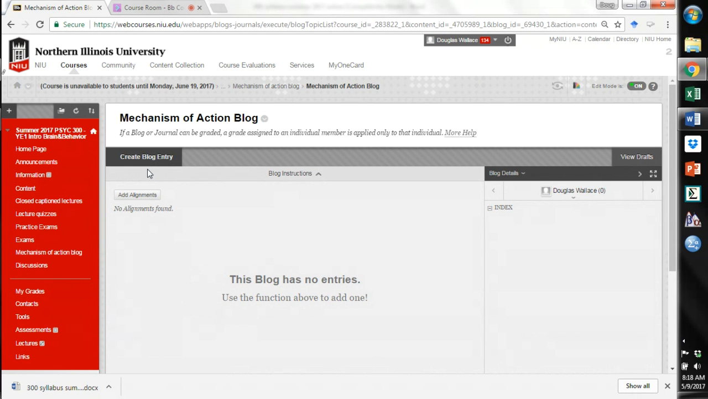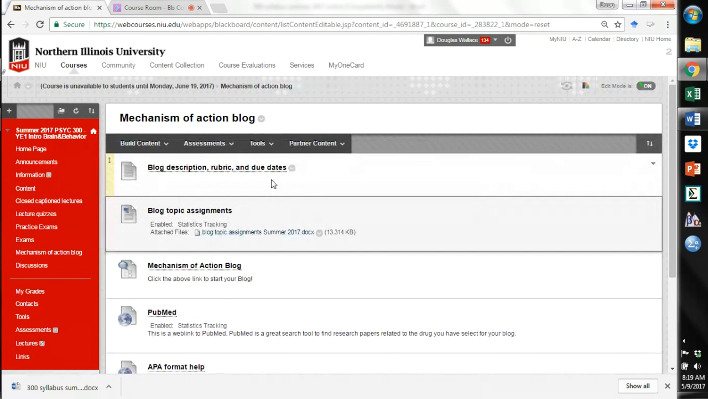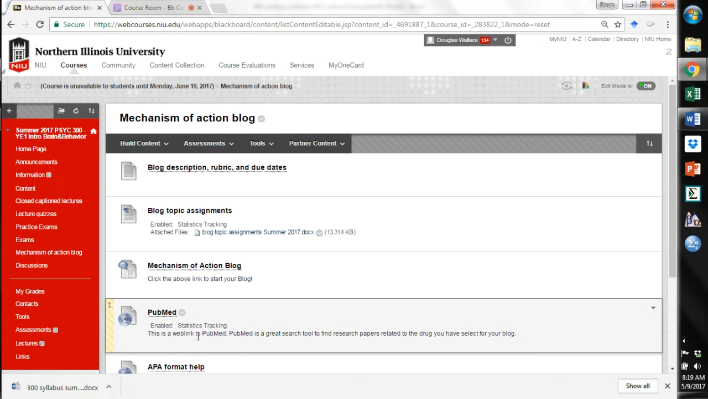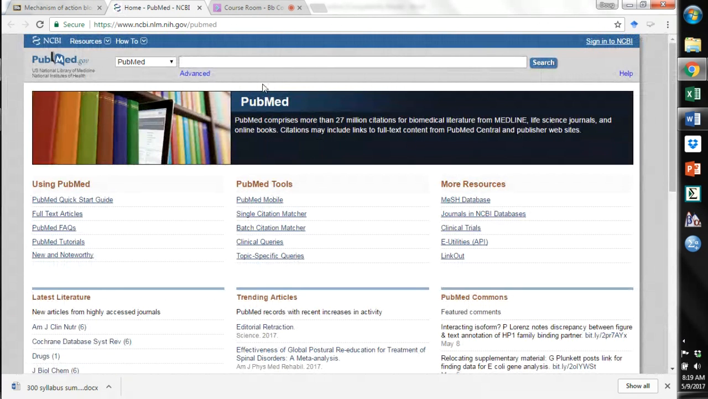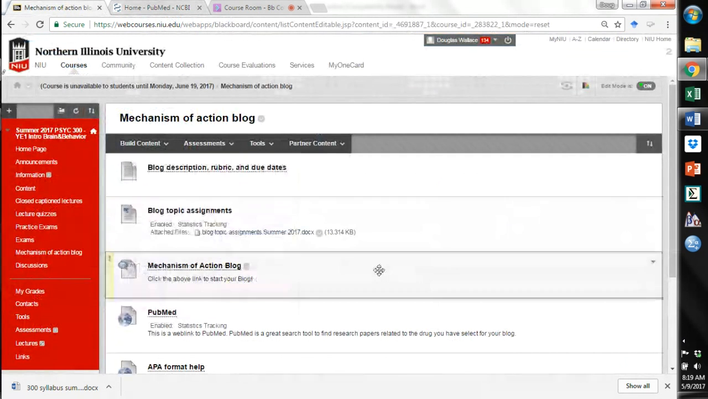Think of this as an opportunity to be creative, doing something that you can't show with a lecture quiz or practice exam or the exam. Try to be creative, but keep that content. Make sure that you've looked at the rubric to see what we're looking for. Here's that link to PubMed. So if you follow that link to PubMed, you come here, and you're looking at certain drugs. You just type in the drug name, and it'll pull up a bunch of information about that drug. So this is what you want to use to search for those empirical papers.